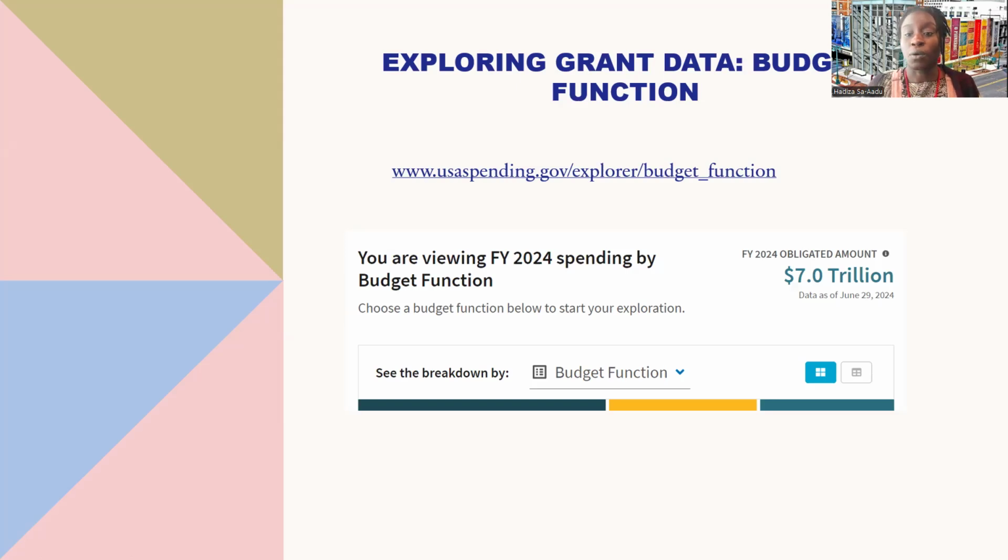Okay, so what we see here is that we are viewing the fiscal year 2024 spending by budget function. This is coming from the $7 trillion federal spending budget as of June 29th, 2024. Let's go ahead and look at this on the actual web page.